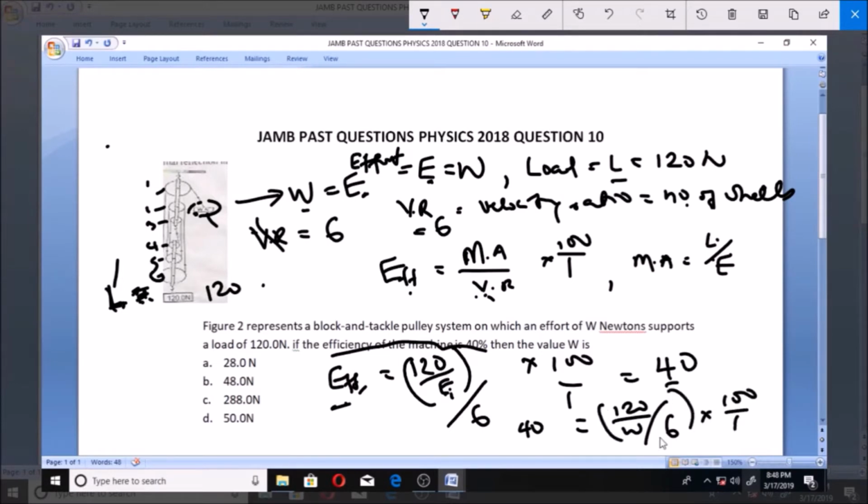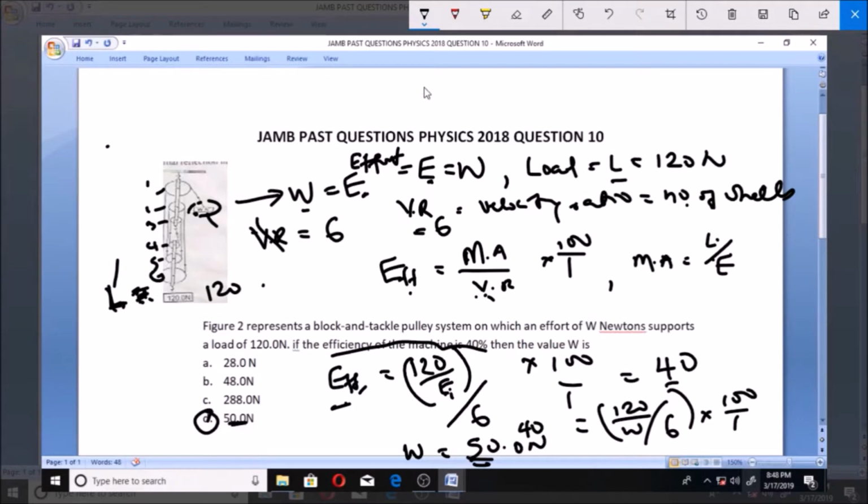So if you do this calculation by making W the subject of the formula, you get the answer. If we make W the subject, and cancel out, we have W equal to 50 newtons. So W will give us 50 newtons. So the answer is D, W equal to 50 newtons.